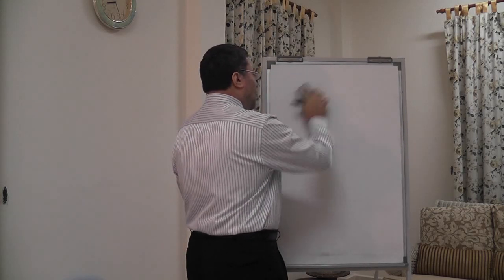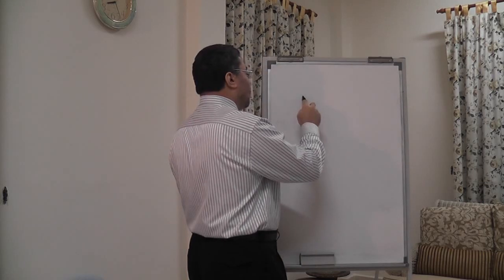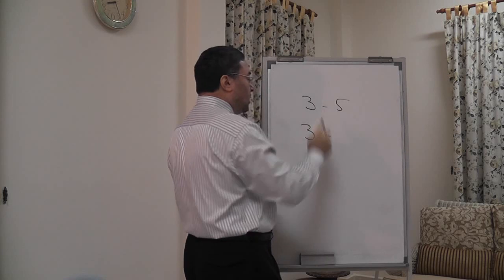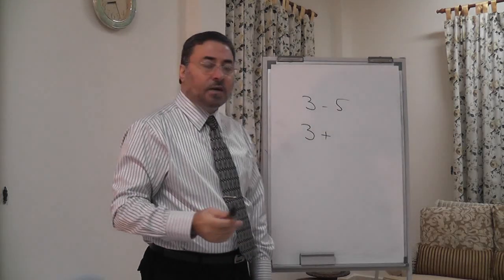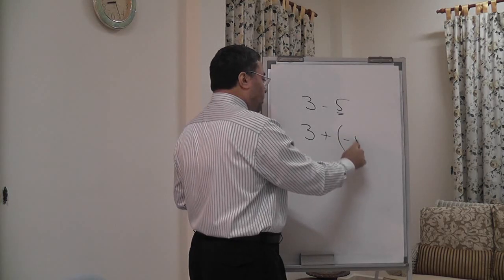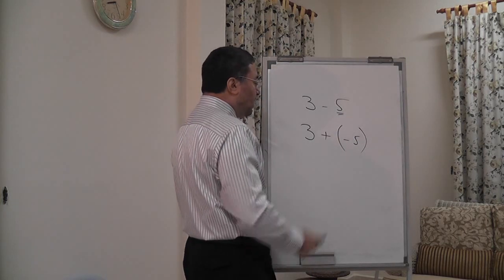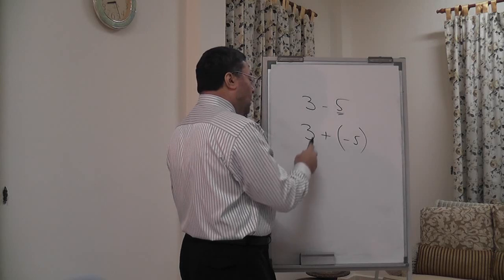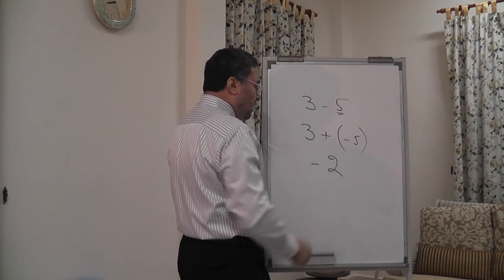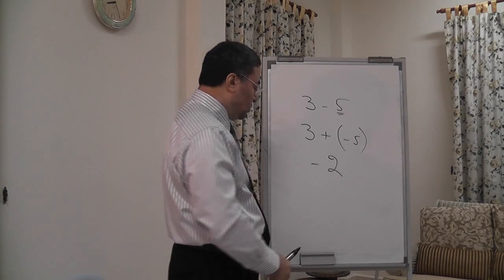If it is the other way around, 3 minus 5, again, I change this to an addition sign, and now I'm adding the opposite of 5, and the opposite of 5 is minus 5, and again I get their difference, and that's 2, and the sign of the larger is a minus, so the answer will be minus 2.